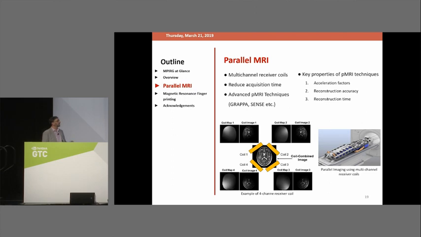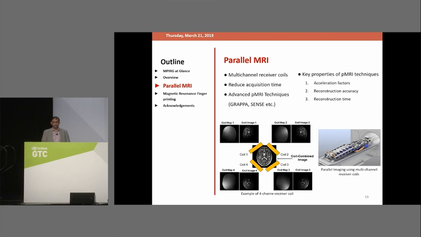As you can see in this slide, there are 4 receiver coils shown, which are used to acquire images. But to perform reconstruction in this case, we should know the sensitivity profiles of the receiver coils which are there to acquire the signals. And then, at the end of the day, we get a coil combined image.